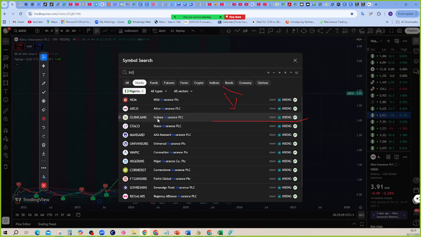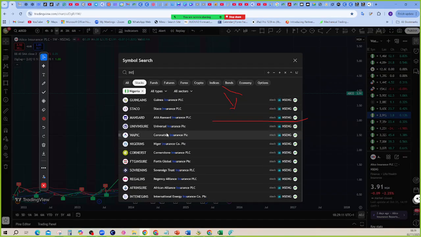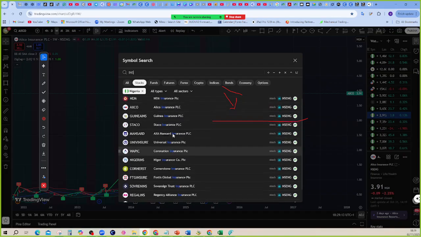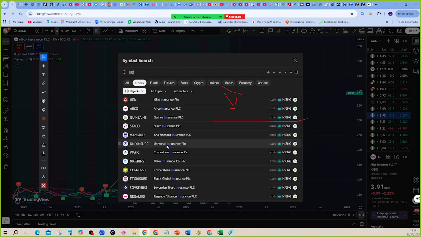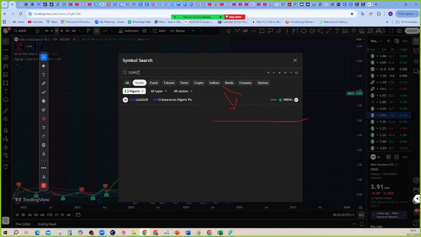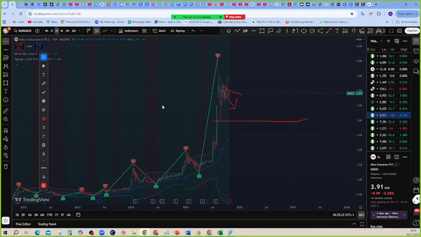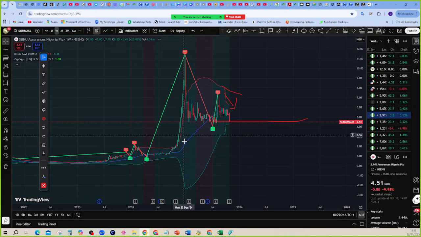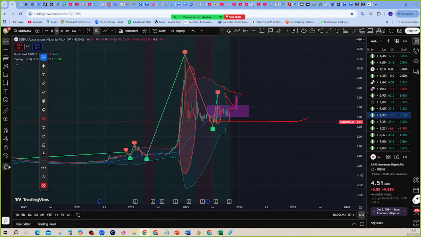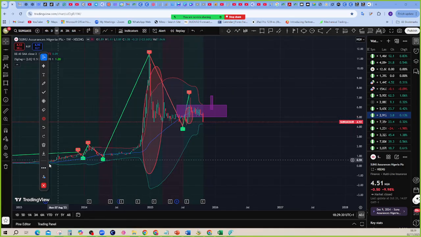So which other one can I look at here? Even Sono. Let me just look at Sono because I know Sono broke support. So the support did not hold. So if you have Sono, fine. Support did not hold, but we are almost hitting another support.